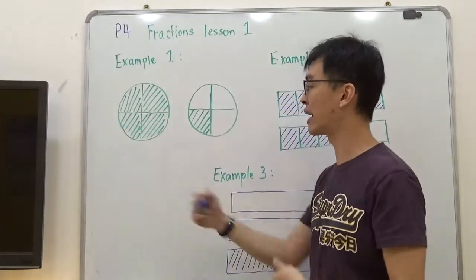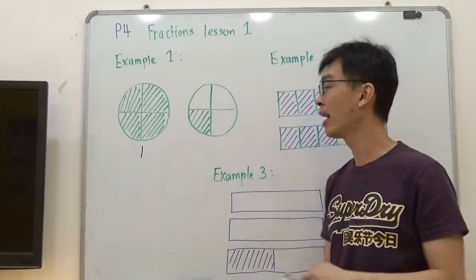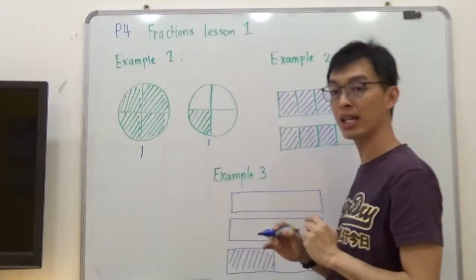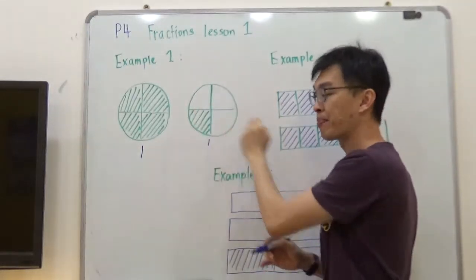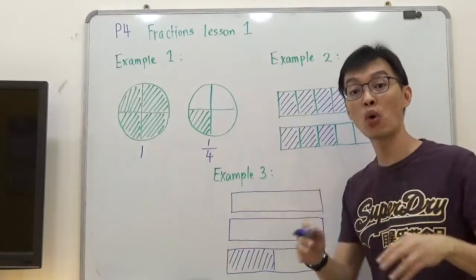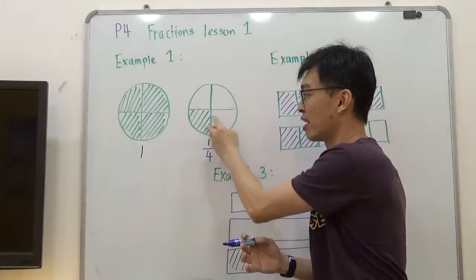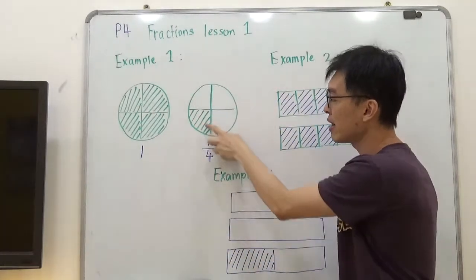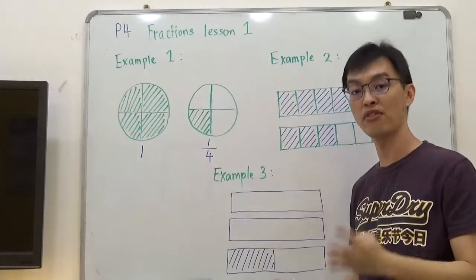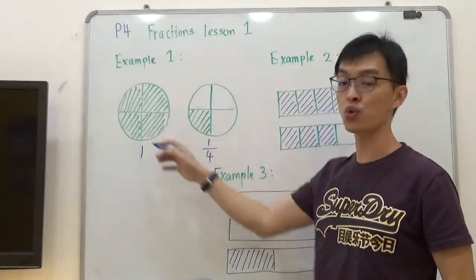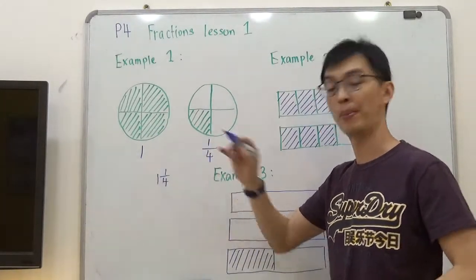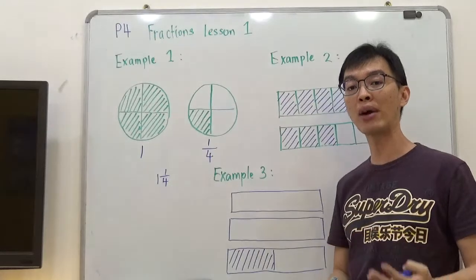Now, for this first circle, it's all shaded. If it's all shaded, we can call this one whole. And for this one, one of them is shaded out of how many? Out of 4. Remember, the denominator is always your total in a circle. So 1 out of 4 shaded, so 1 over 4. If they ask us to write, it will be written as 1 whole, 1 over 4. This is how we write our fraction.